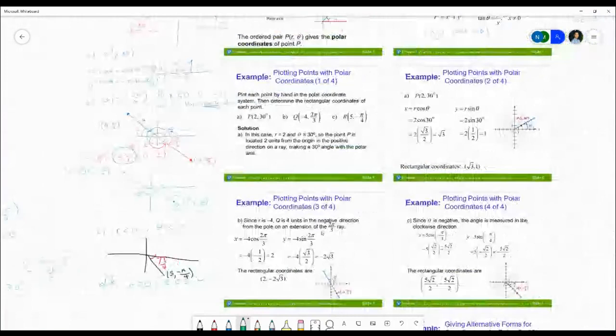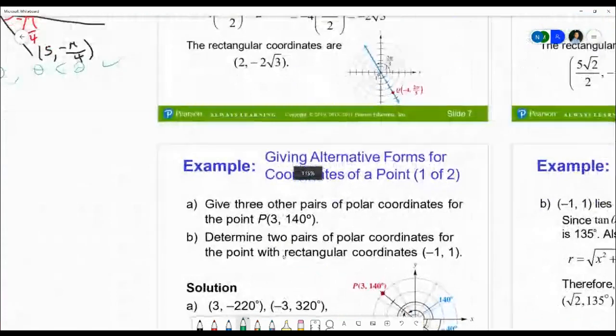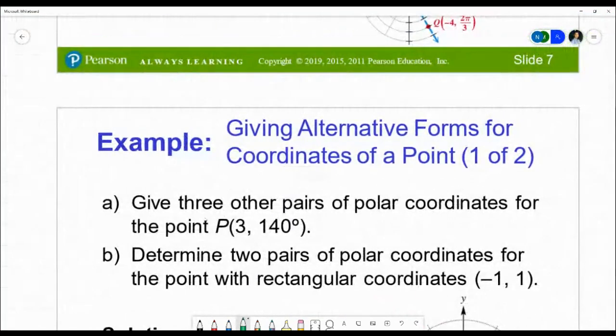All right, let's move on. And you can see here, 5 root 2 over 2 and negative 5 root 2 over 2, because we're in the fourth quadrant. Okay, so now we're going to give 3 other pairs of polar coordinates for the point (3, 140). So that's exactly what I've been showing you. So here is one of them. Now find the other 3 combinations. Make r positive, make theta negative, positive, and then make both of them negative. You can do it on the side there.